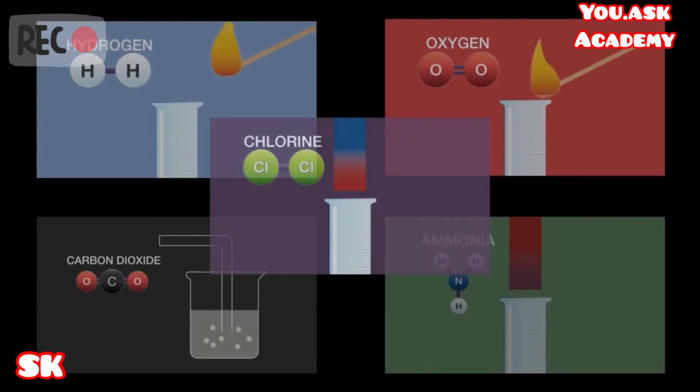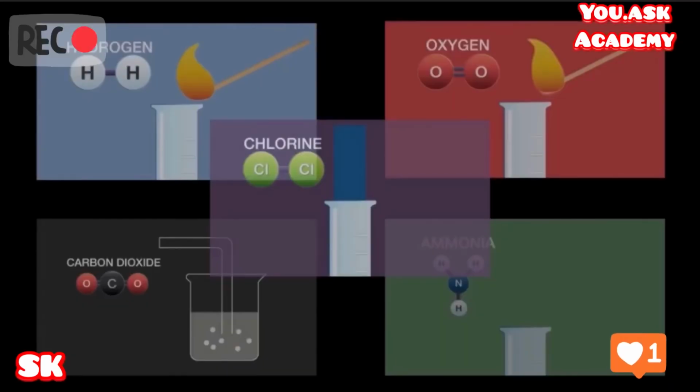Hydrogen and oxygen are neutral gases, whereas chlorine, sulfur dioxide, and carbon dioxide are acidic in nature. Ammonia is a basic gas as it accepts protons in water.